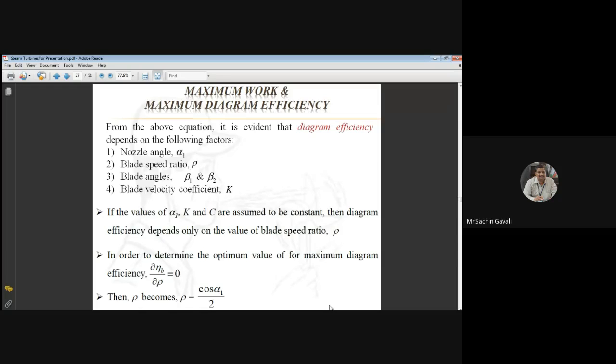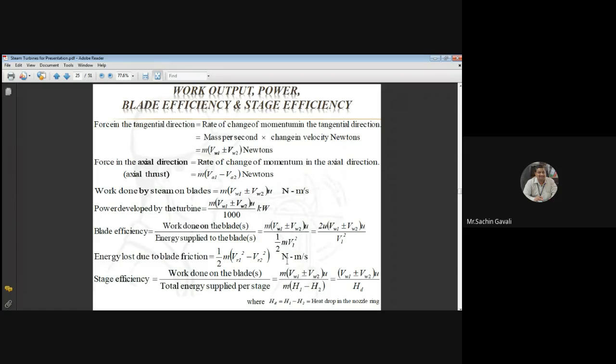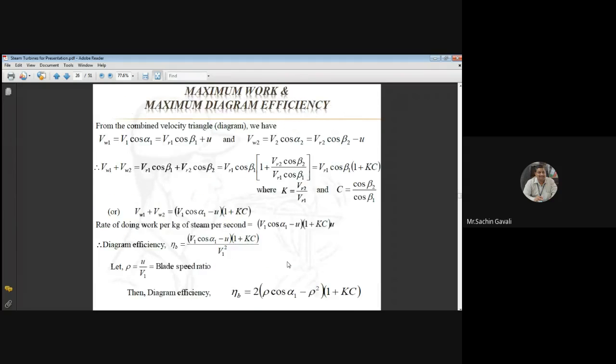Okay. So next is maximum work and maximum diagram efficiency. What will be the maximum diagram efficiency of that particular turbine blade? So work output, power, blade efficiency, and stage efficiency, now we want to calculate.